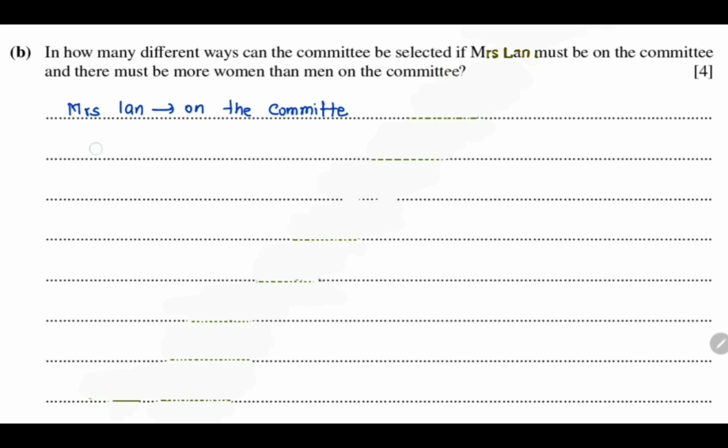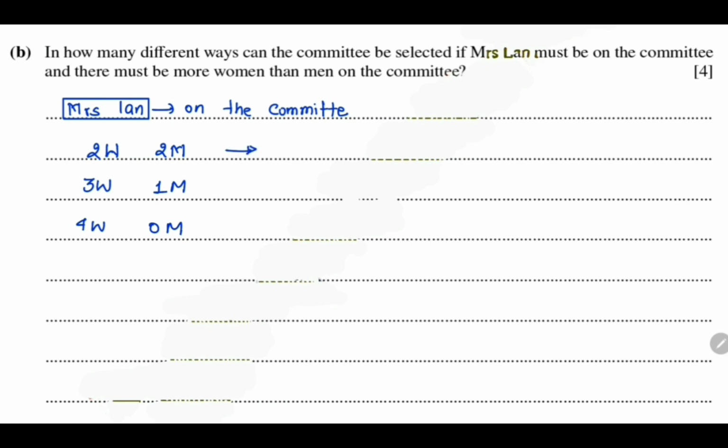So there can be 2 women further selected and 2 men. See, as Mrs. Lan is already in the committee, in total there are 3 women and 2 men. So the number of women is obviously greater than the number of men. There can be 3 women and 1 man. Total members in the committee is 5. So lastly we have 4 women and 0 men.